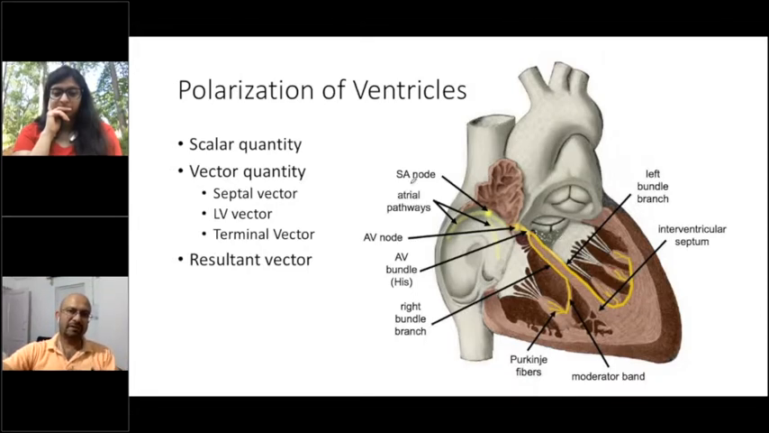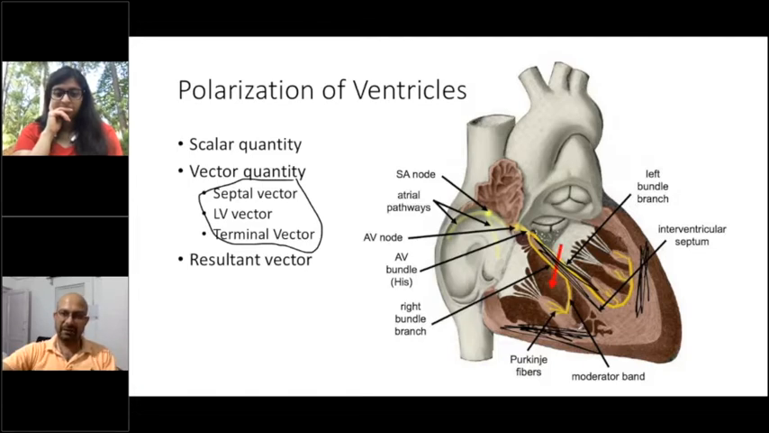So to understand what is happening on QRS, it's most important that you understand that this is governed by these three vectors. This is the septal vector for the septum. So this is the septum of the heart. Then you have the vector for the left ventricle. This is the left ventricle wall of the heart. And you have the terminal vector, which represents the depolarization of the right ventricle of the heart. So this is the direction of the septal vector.